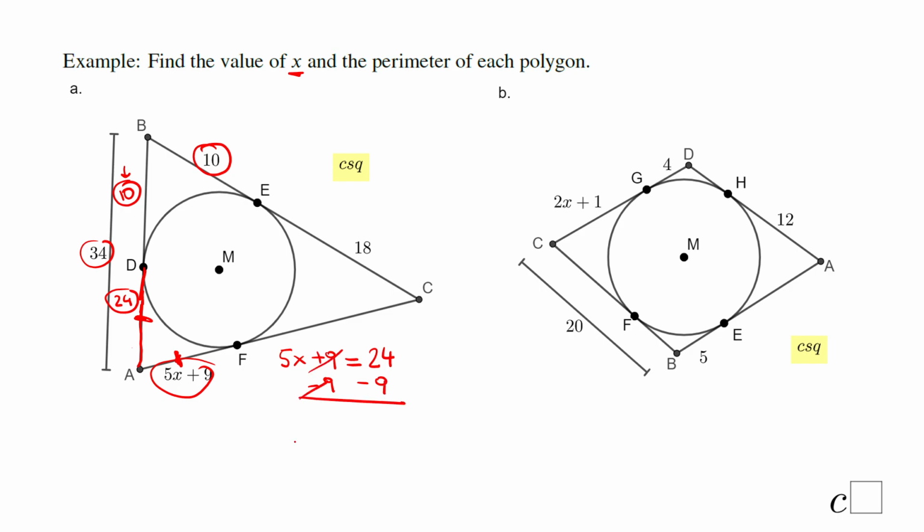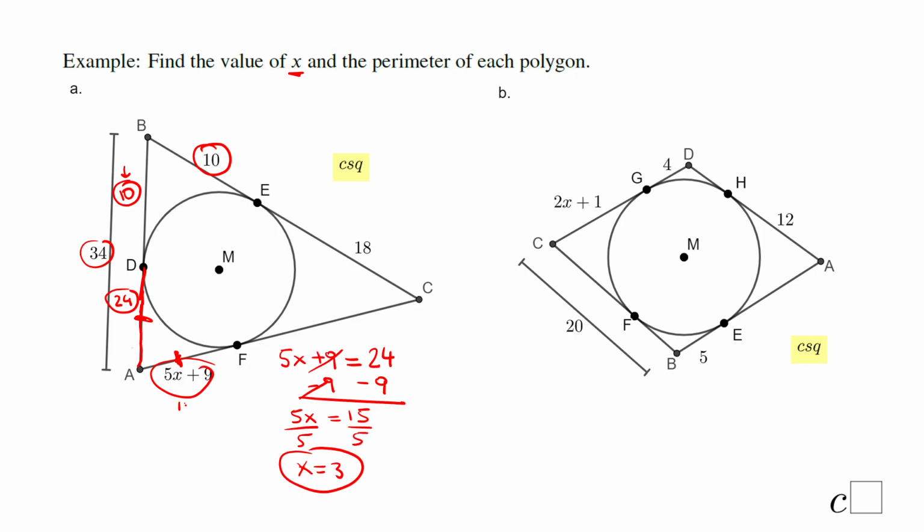So we have 5x equals 15, divide by 5, x equals 3. So we finish the first part. We need to find the perimeter, and I think we know what we need to do here.